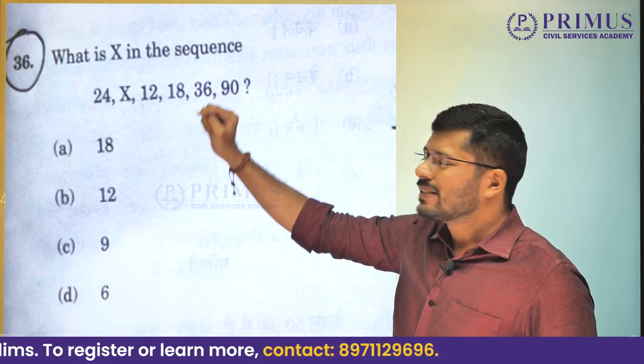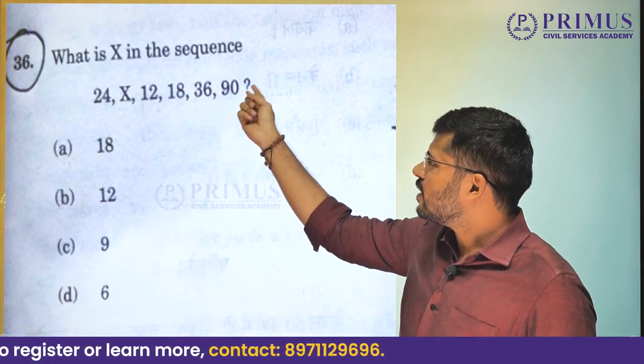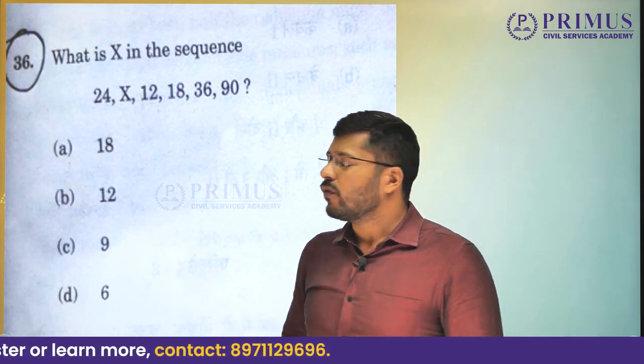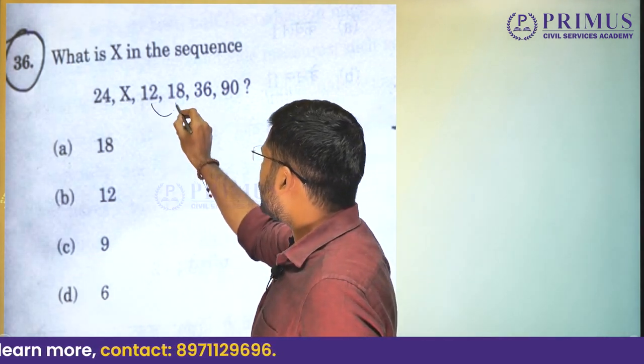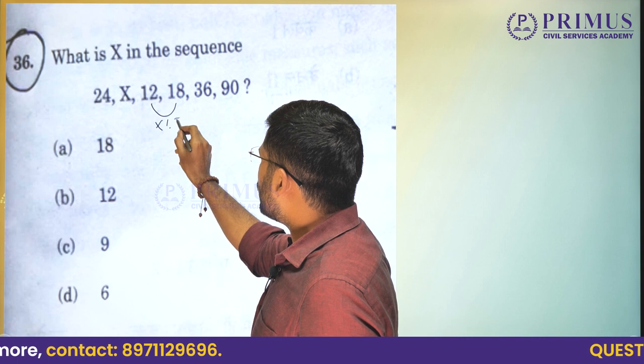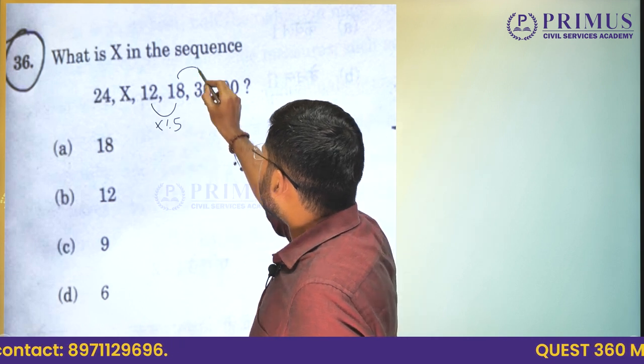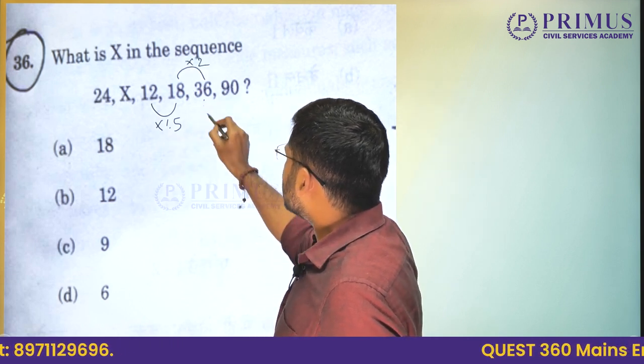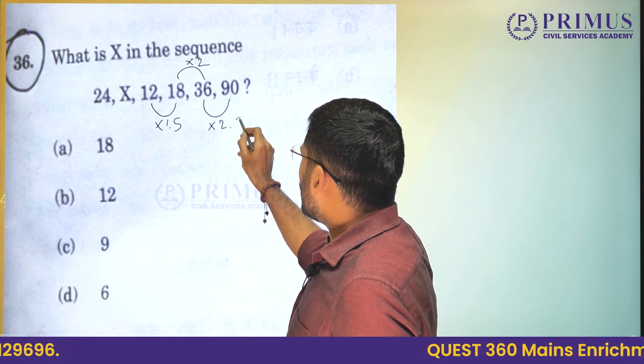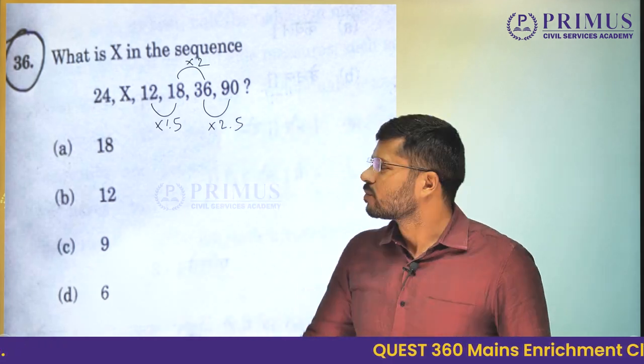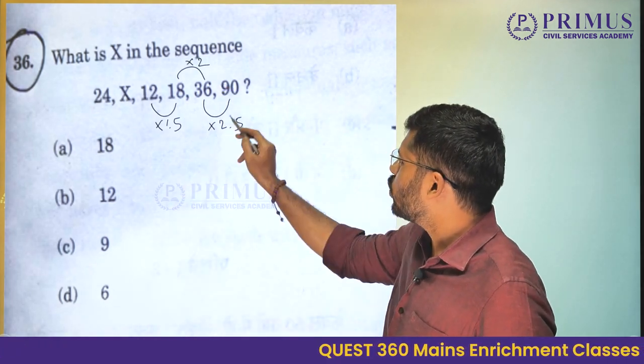And 18 into 2 is 36. And 36 into 2.5 would be 90. I will tell you how. 12 into 1.5 will give you 18, and 18 into 2 will give you 36, and 36 into 2.5 will give you 90. So see the pattern, 1.5 to 2.5.